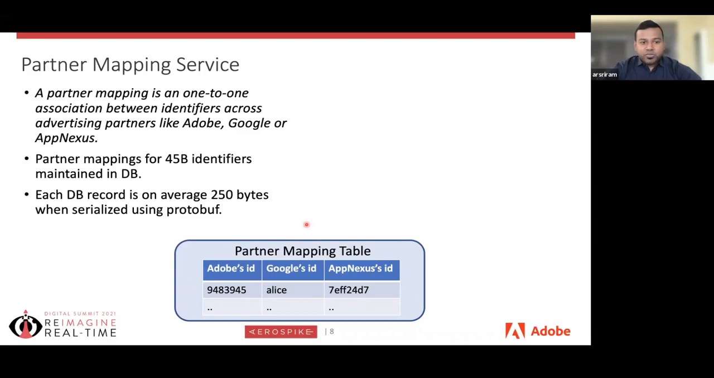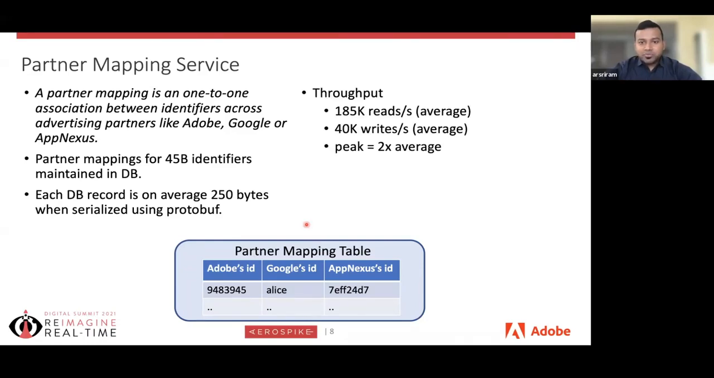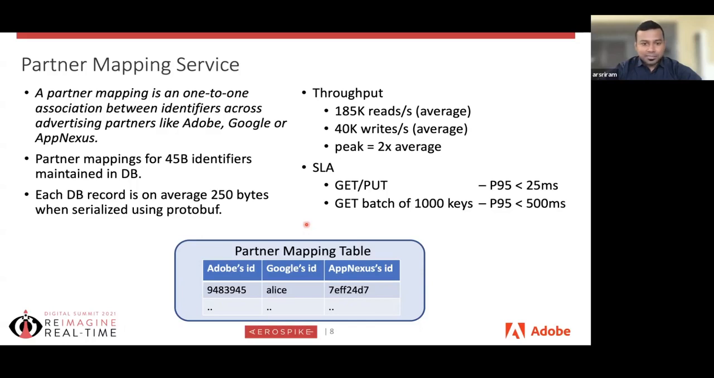We have about 45 billion of these identifiers in our database, and the average size when protobuf serialized is 250 bytes. And in terms of the requirements, they are similar. We are looking at 185,000 reads per second, 40,000 writes per second, and the same SLAs around latencies. So these are the two services that we are looking to migrate.